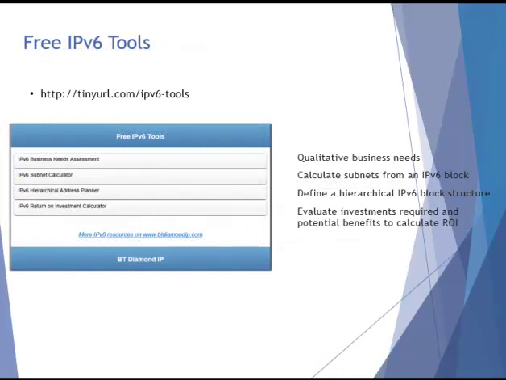Now, as I mentioned, we offer a number of tools that we talked about earlier. So we've got a business needs assessment, which is more of a qualitative look at whether you need to deploy v6 or not. The IPv6 subnet calculator is really an introductory level subnet calculator if you want to get familiar with IPv6 and hex and how different size subnets can be represented. And then the hierarchical address planner, which we'll demo in part 2 of this video, allows you to model such a multi-tiered hierarchy as we illustrated in this video. And then the ROI model is a tool that you can use to help justify the return on investment for your IPv6 deployment.